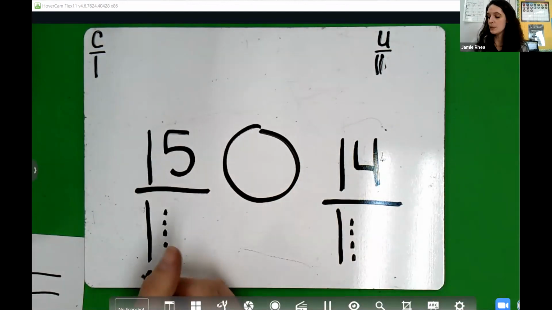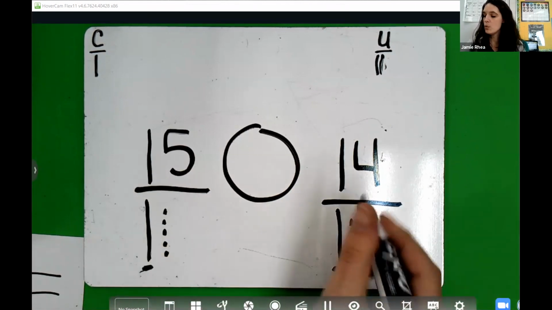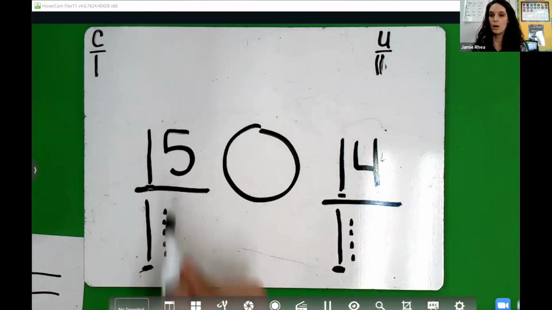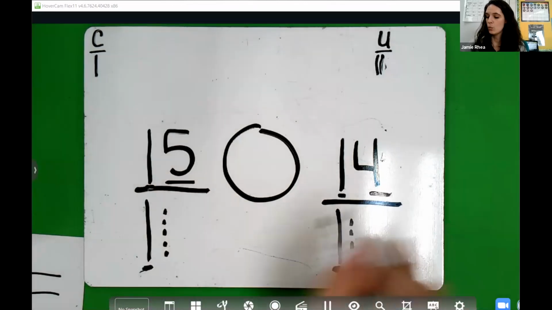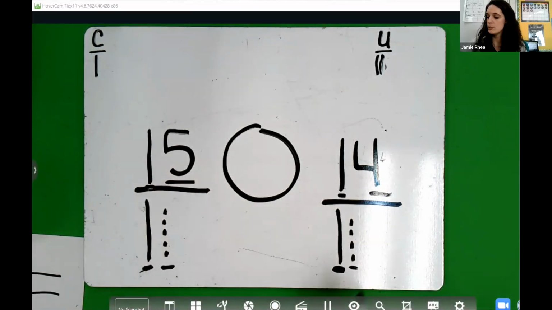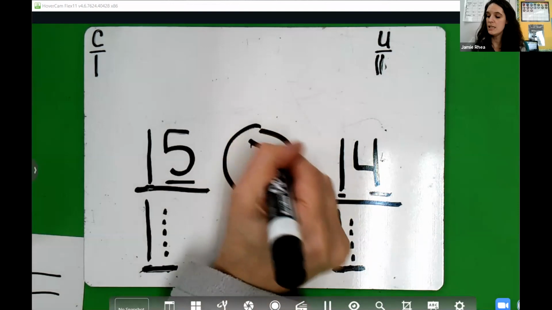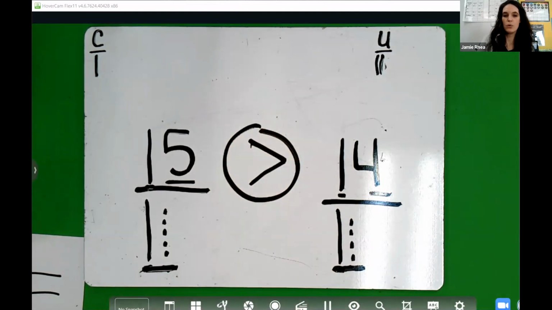Now look in our tens place. Which one has more? Oh, the same. So now we have to look in our ones place. Which one has more in my ones place? This one or this one? 15, because I know that 5 is more than 4. So 15 is greater than 14. Write the correct sign that compares these two numbers.